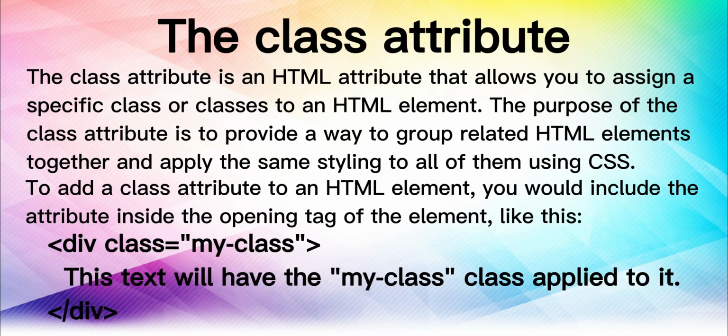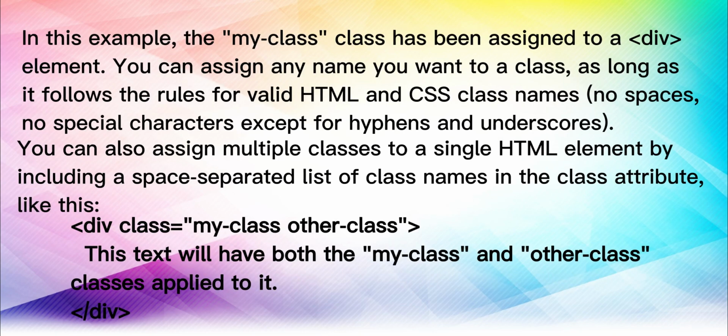The class attribute. The class attribute is an HTML attribute that allows you to assign a specific class or classes to an HTML element. The purpose of the class attribute is to provide a way to group related HTML elements together and apply the same styling to all of them using CSS. To add a class attribute to an HTML element, you would include the attribute inside the opening tag of the element. Like this, this text will have the myClass class applied to it. In this example, the myClass class has been assigned to a div element.